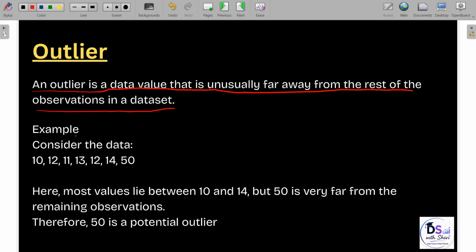Let's suppose we have a data set which has the values 10, 12, 11, 13, 12, 14 and 50. So here all of the data points like 10, 12, 11, 13, 12 and 14 fall in the range of 10 to 14, right? They all fall within the range of 10 to 14, while 50 is completely different from this range. It is very far away from the range 10 to 14. And that is why this 50 is considered to be a potential outlier for this data set only, right? This is a potential outlier.